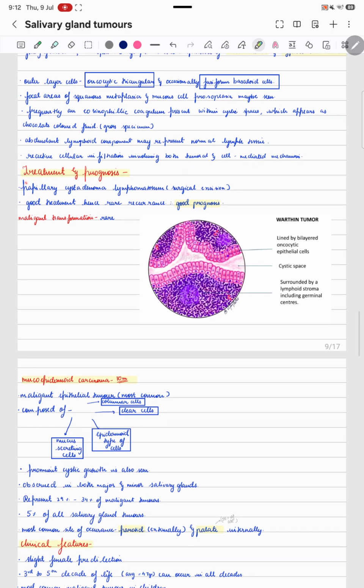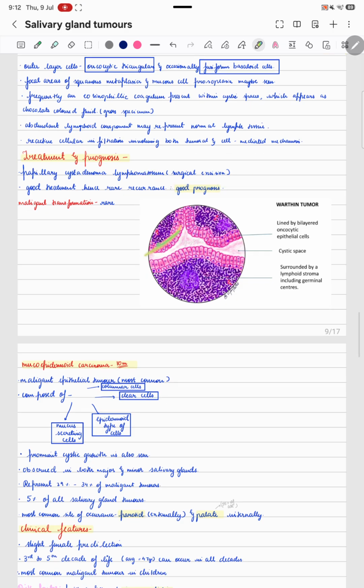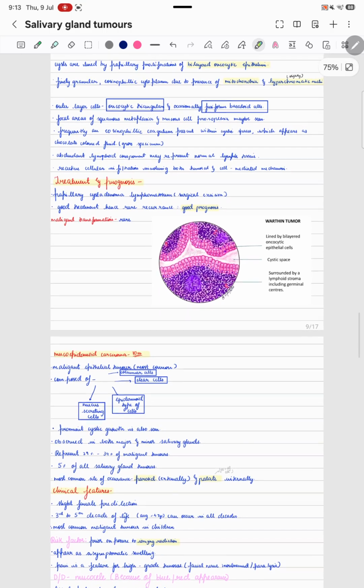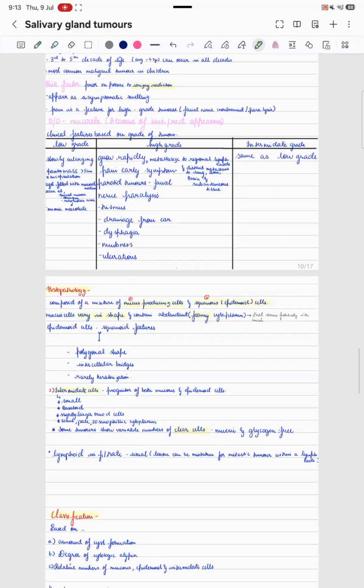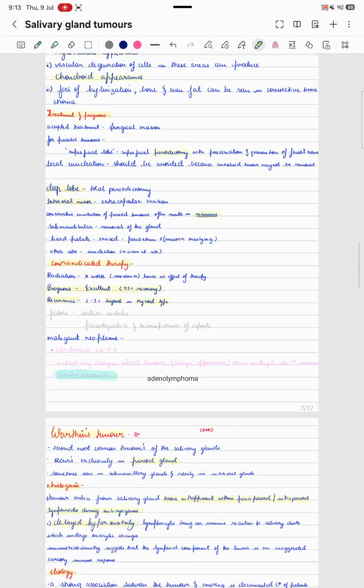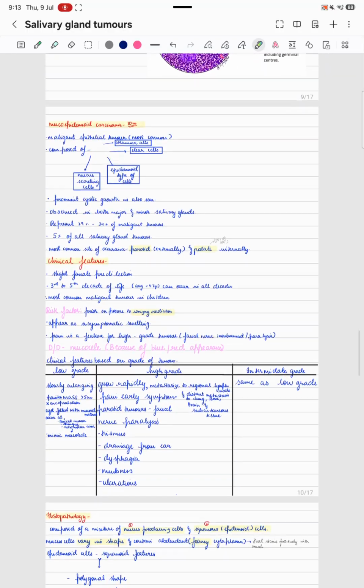Coming to the treatment, papillary cystadenoma lymphomatosum is basically a fancy name for surgical excision. It is called papillary because it has papillary proliferations. Its recurrence is very rare, it has a really good prognosis, and malignant transformation is also very rare. So that's all about Warthin's tumor. It is a 5-mark answer, and you can write grossly what is there about Warthin's tumor.